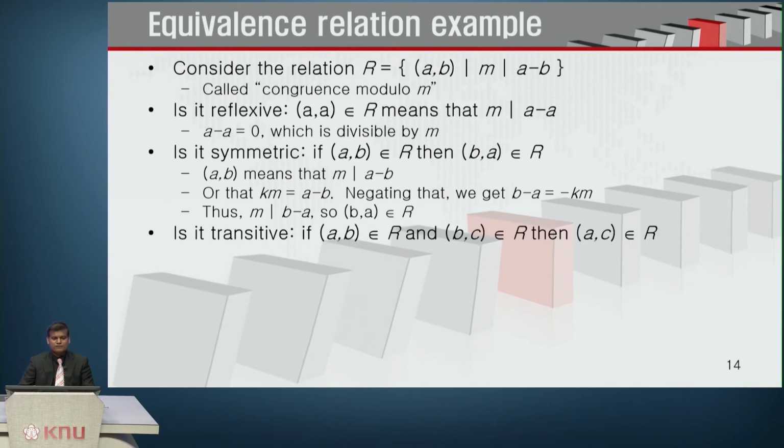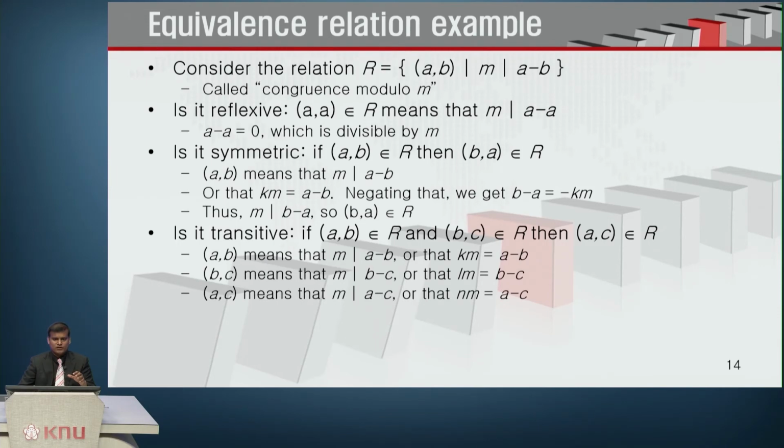And for transitive, if A comma B is an element of R and B comma C is an element of R, then A comma C should be an element of R. So with that respect, we can see these three properties in which we have Km is A minus B, Lm is B minus C, and Nm is A minus C. So the property that we are trying to establish here is finally A minus C, and we have to prove this as well.